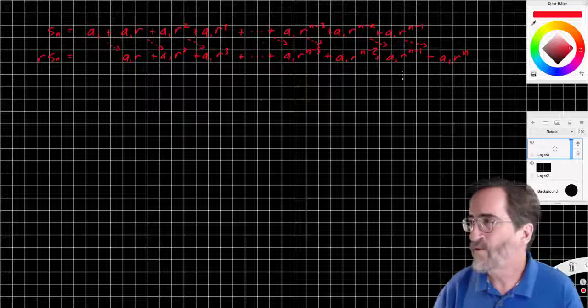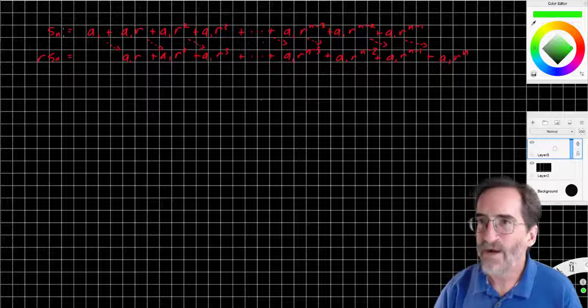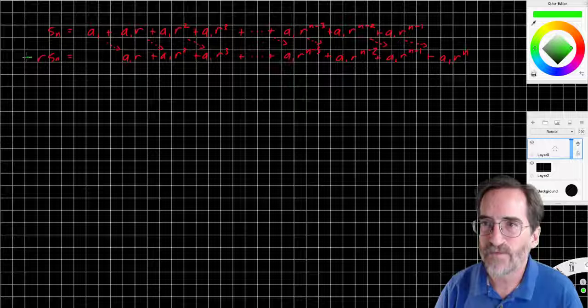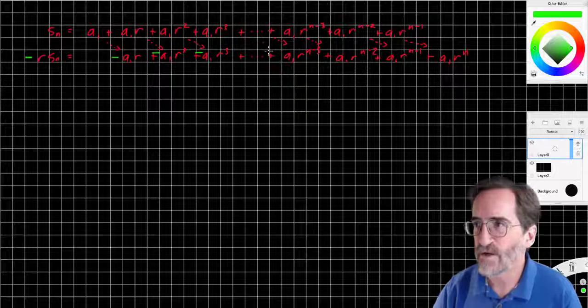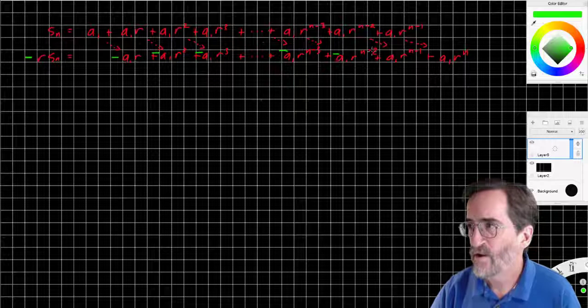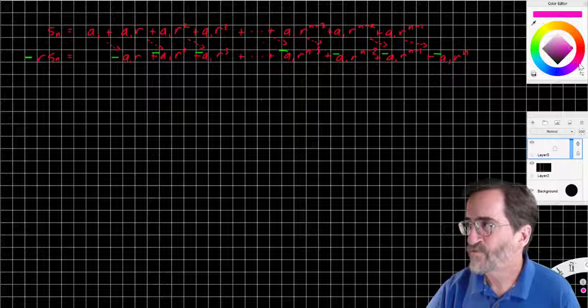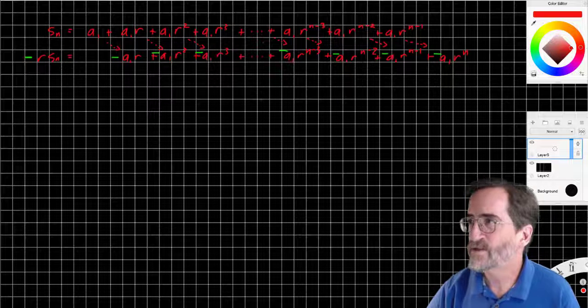Okay, what I'm going to do is subtract the bottom row from the top. So I'm going to subtract this from the top. When I subtract, I distribute the negative sign. These all become negative. And here's what I get.